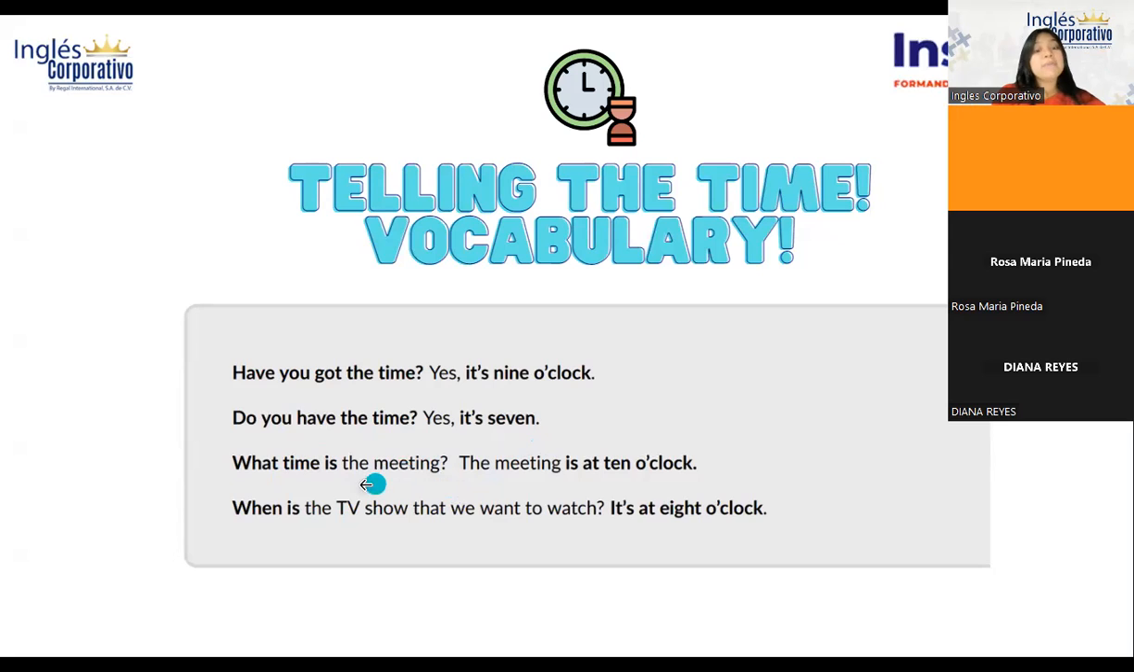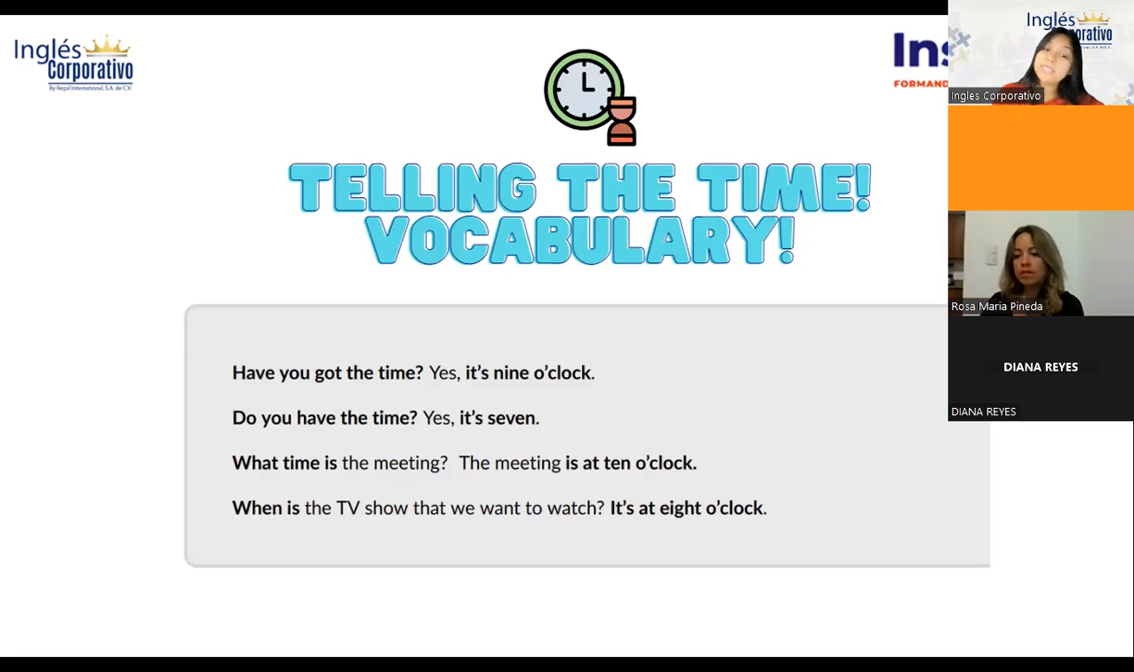Then, what time is the meeting? ¿A qué hora es la reunión? Cuando se quiera preguntarle a alguien, mire, what time is the meeting? Oh, the meeting is at 10 o'clock. The meeting is at 10 o'clock.